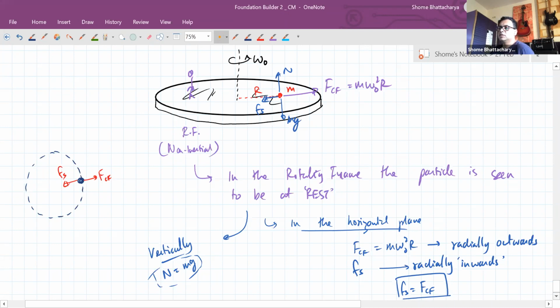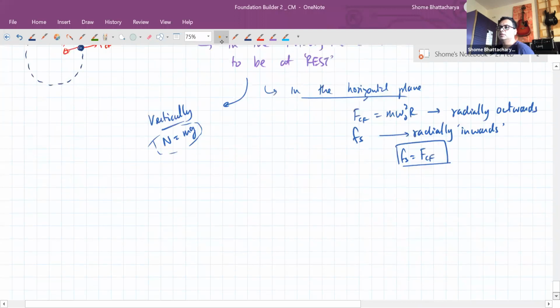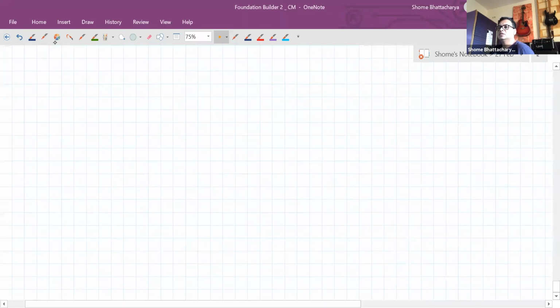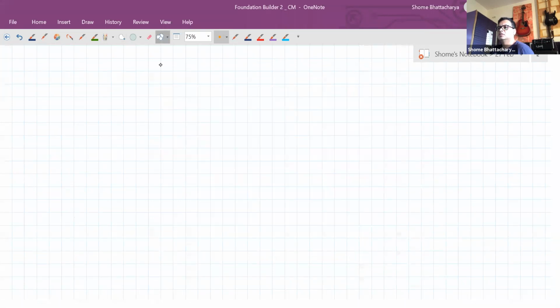Okay, so people, hope this example is clear. Now we'll move on to our final example for today. Now in this, what is happening is that we have a structure like this.